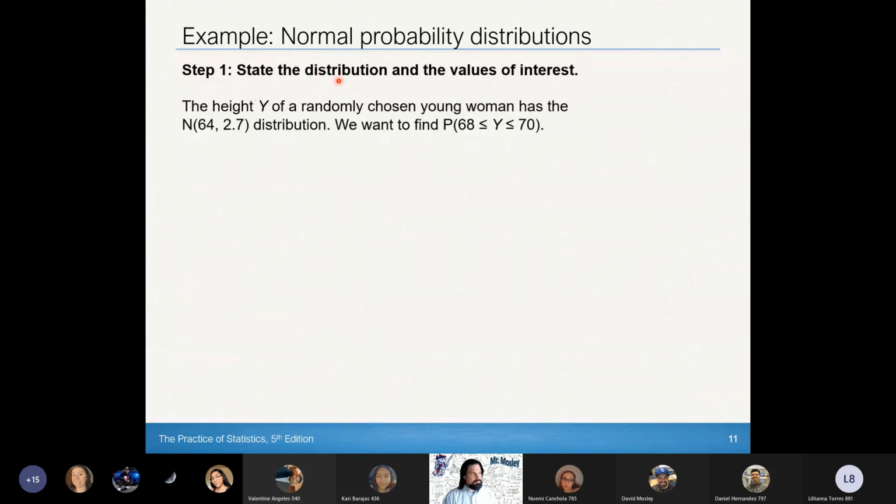All right, so step one, we're going to state the distribution and the values of interest. The height y of a randomly chosen young woman has the distribution of normal mu 64, standard deviation 2.7. Remember, that's what this notation shows. We have the N, parentheses, and two values. That's a normal distribution with a mean and standard deviation. We want to find the probability of y being greater than or equal to 68, but less than or equal to 70. So that's our interval. The lower bound is 68, the upper bound is 70. All right, so now we have an area under the curve.